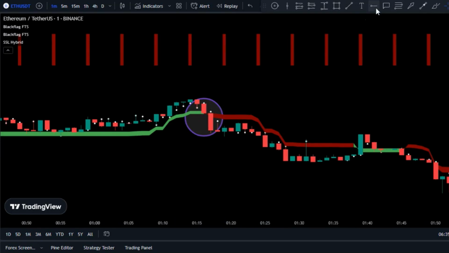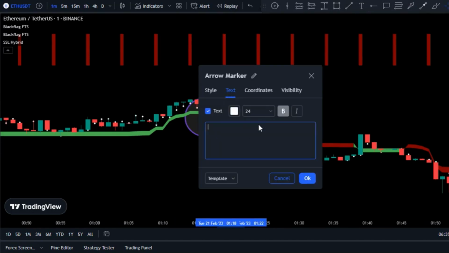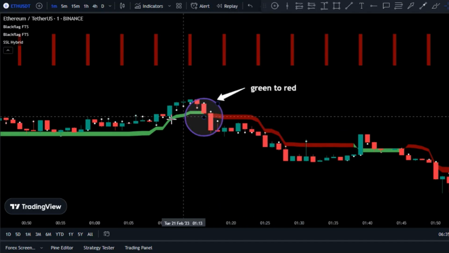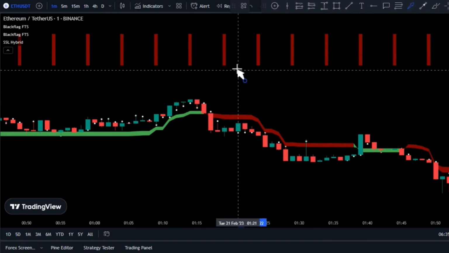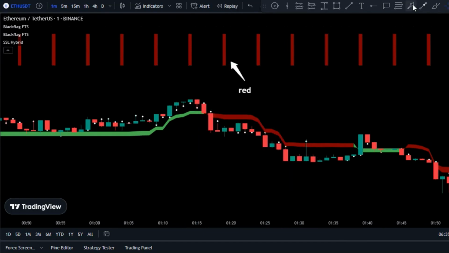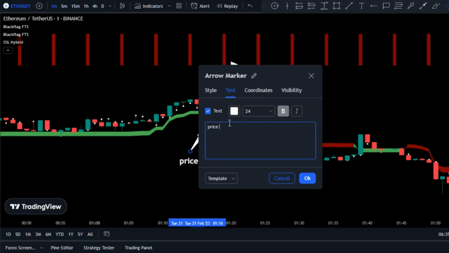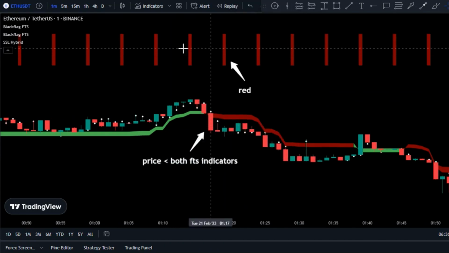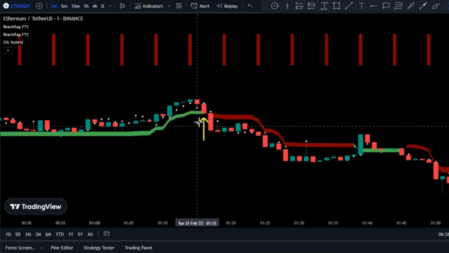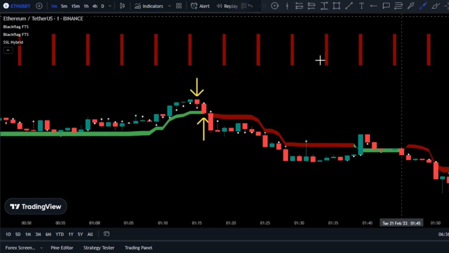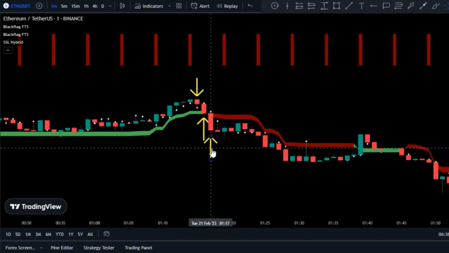To enter a sell trade, the FTS plot's background must be first changed from green to red. And then the second FTS should be red and the price action should be below both FTS indicators. And for the final confirmation, we can enter the trade when a dot appears above the signal candle or candle before or after that.